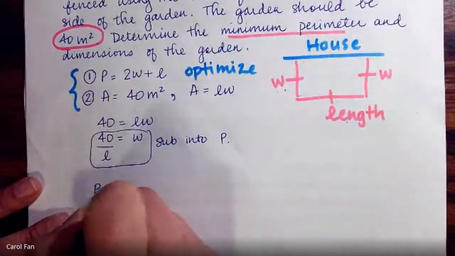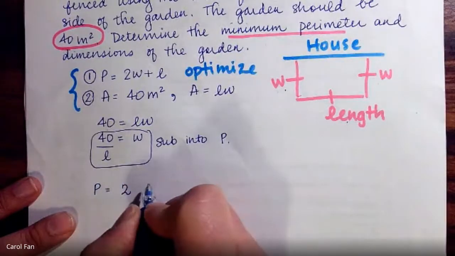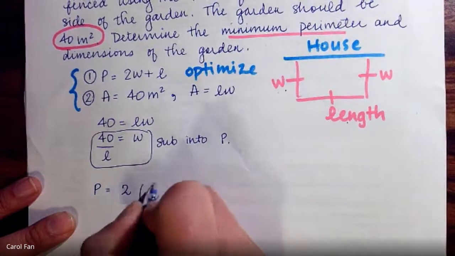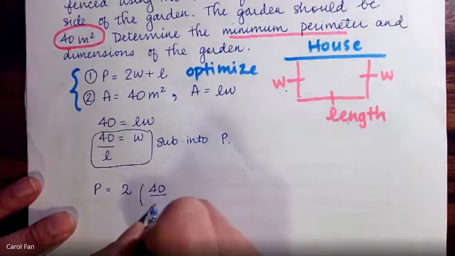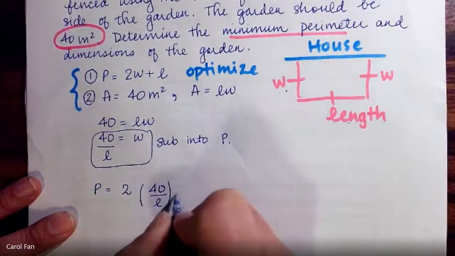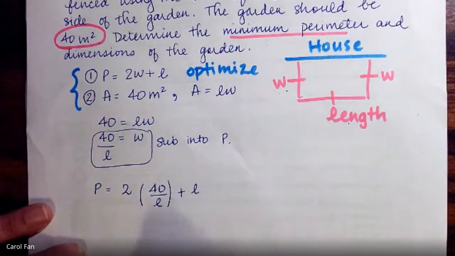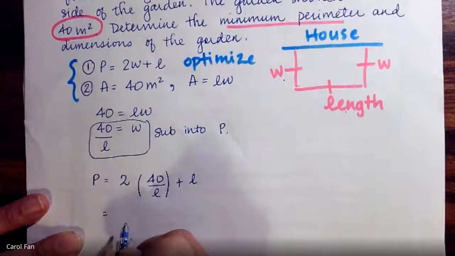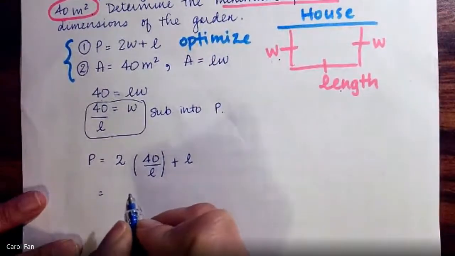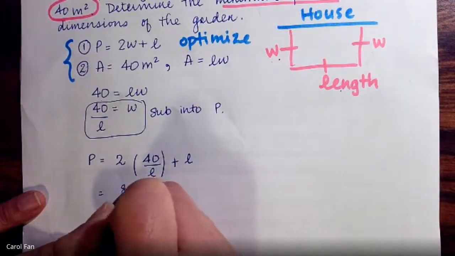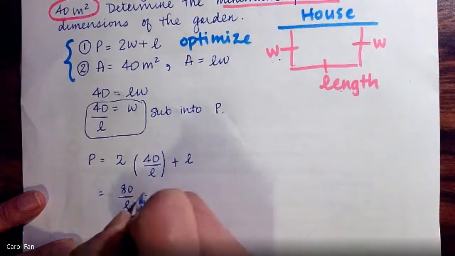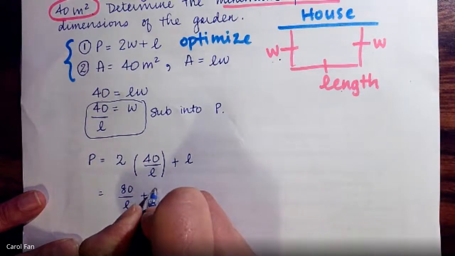So perimeter is equal to 2 W's, so 2 times 40 over L plus L. Let's rewrite this equation simplified. So I would have 80 over L plus L.